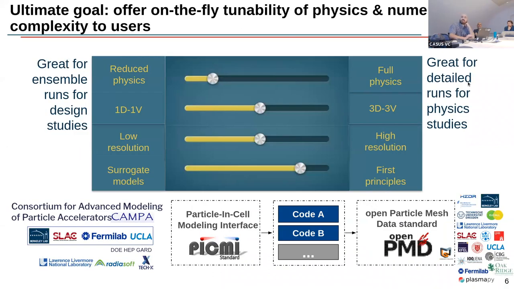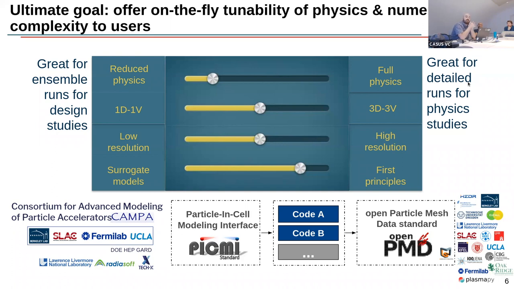What our goal is generally in AMP, the Accelerator Modeling Program, in our division, is to offer tools that allow you on-the-fly tunability for the physics and the numerics that you actually need. So you basically have a couple of challenges and you cannot address them all with a high fidelity simulation. So on the right-hand side, for example, if you're looking for great detailed physics runs, you want to do discovery, or you want to really understand your physics in detail, then you have to tune up and say, okay, I need a full 3D simulation, full resolution, first principles.